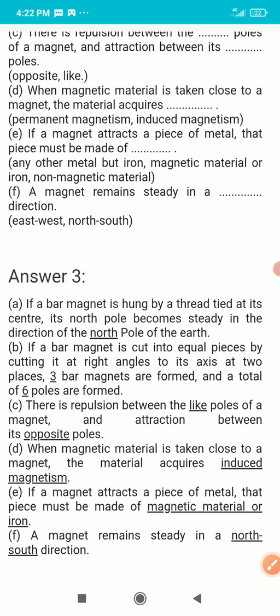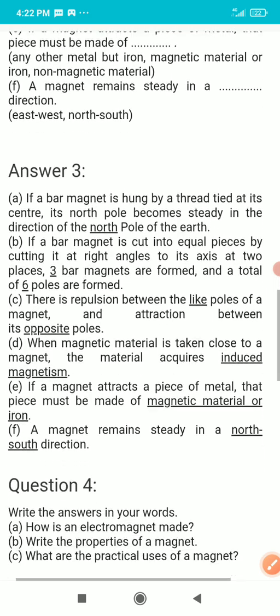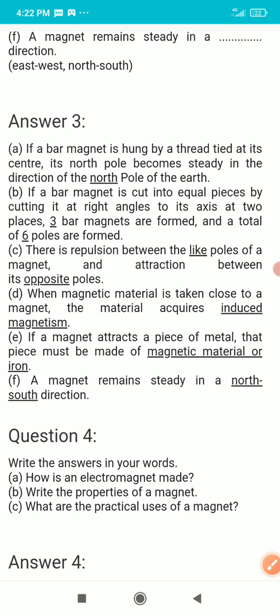D. When magnetic material is taken close to a magnet, the material acquires induced magnetism. Answer is induced magnetism. E. If a magnet attracts a piece of metal, that piece must be made of magnetic material or iron. Answer is magnetic material or iron. F. A magnet remains steady in a north-south direction. Answer is north-south.